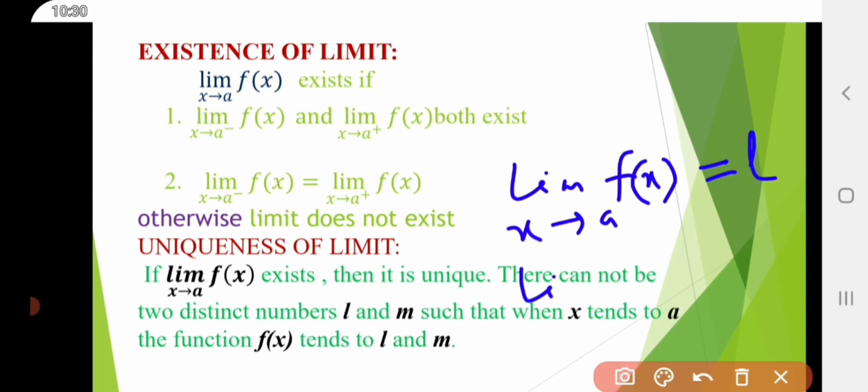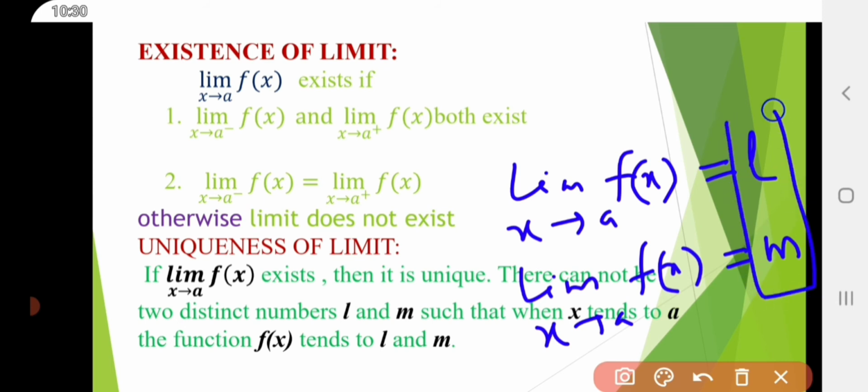If limit x tends to a and the function tends to L and also tends to M, then they must be equal. L must be equal to M. That means the limit x tends to a, f of x is unique.